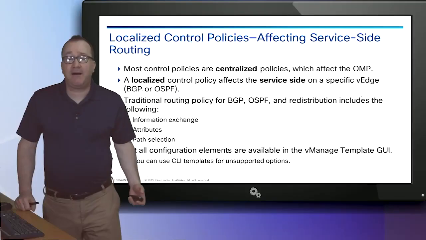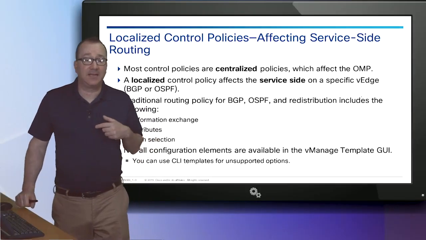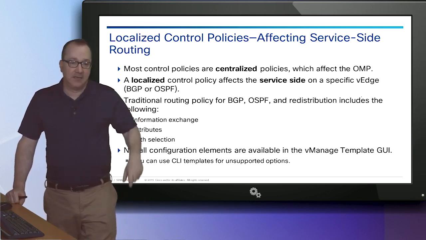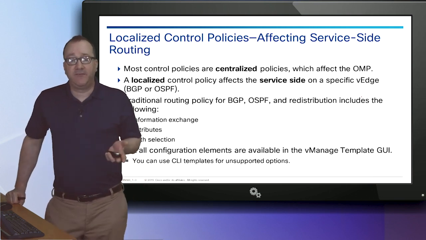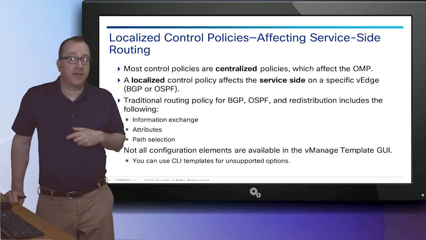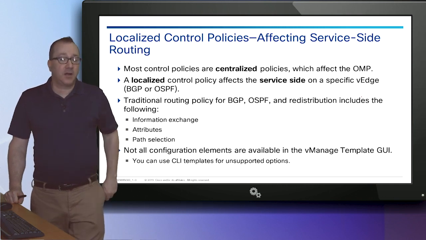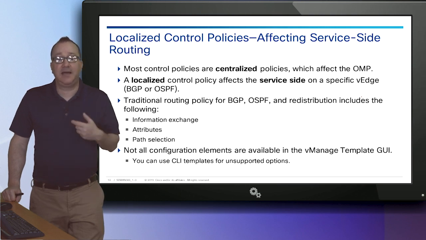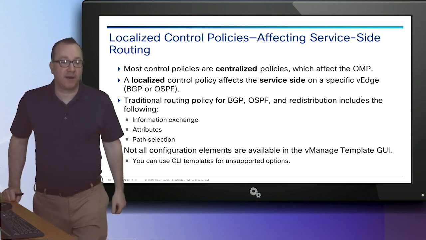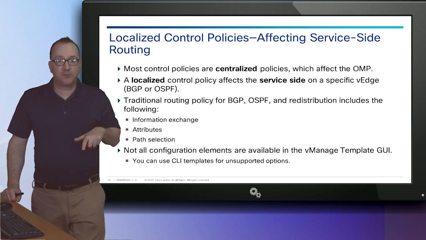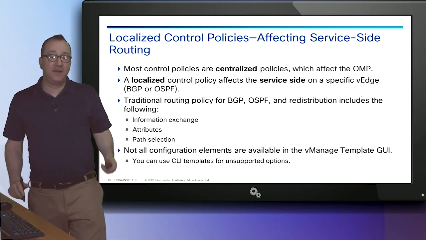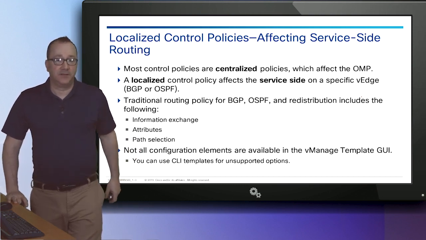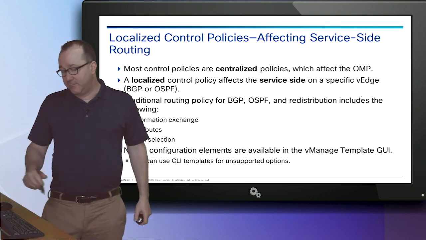So most control policies are going to be centralized policies which affect those transport networks. Localized control policies are going to affect the service side routing at a single site on a specific vEdge router. Localized control policies are like traditional routing policies in a network. We're going to recommend you use the vManage GUI templates to define policies and not CLI templates. CLI templates are more generic, but also far more error prone. Due to the large number of routing options and parameters for BGP and OSPF, some routing options are not available through the GUI method yet. For such cases, your option is only the CLI. Okay, and as we move through this.